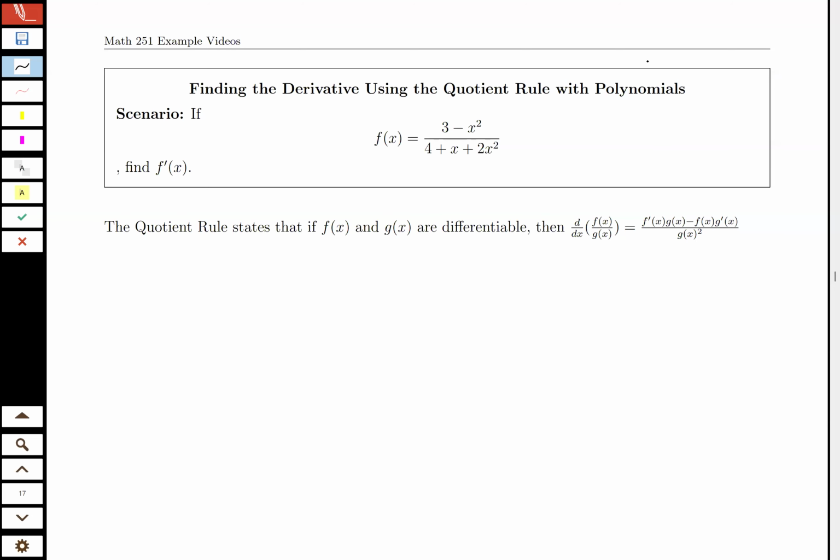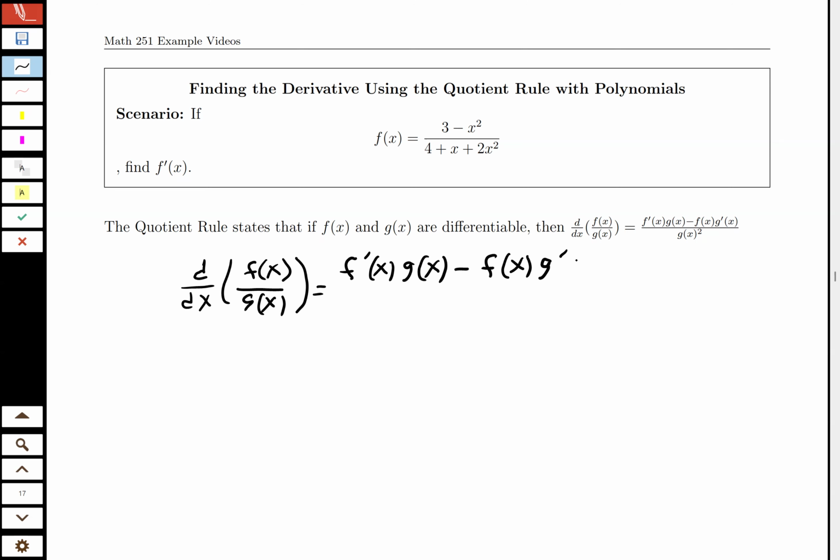Let's find the derivative using the quotient rule. The quotient rule says if you want to find the derivative of a function divided by a function, 3 minus x squared over 4 plus x plus 2x squared, you can do so by taking the derivative of the top times the bottom minus the top times the derivative of the bottom all over the denominator squared.